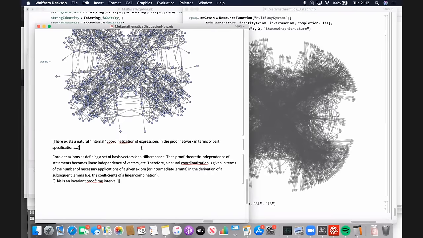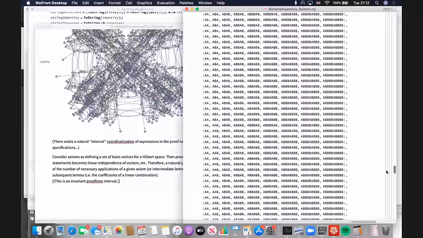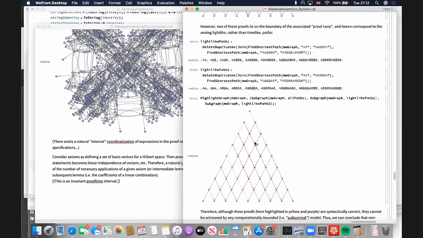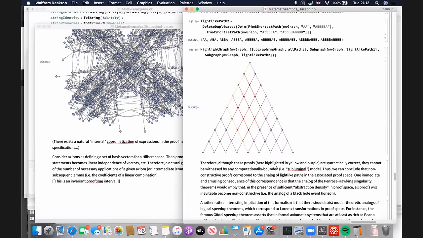So what would it mean for them to be light-like connected? Well, that's what we discussed last time, and that's what I was writing up here. If you consider an elementary proof cone, you can consider the extremal points just like you would in an ordinary causal network. Then the light-like paths are the non-constructive proofs, the ones which require infinite computational effort in order to witness the associated model. And the internal ones, the time-like paths, are the ones that are.